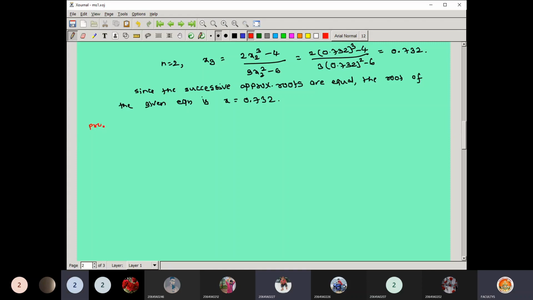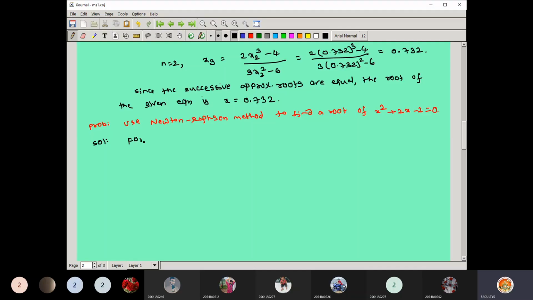Okay, sir. Yeah, next problem. Use the Newton-Raphson method to find a root of, I'm just giving you x square plus 2x minus 2 equal to 0. A very simple one is given here, and you are going to calculate its root. Clearly you can say that it is an algebraic equation.